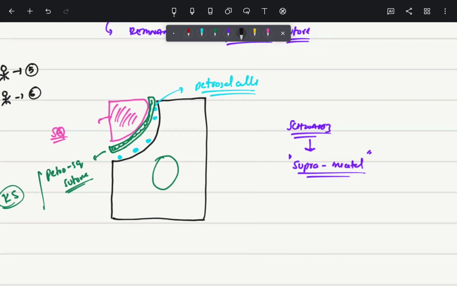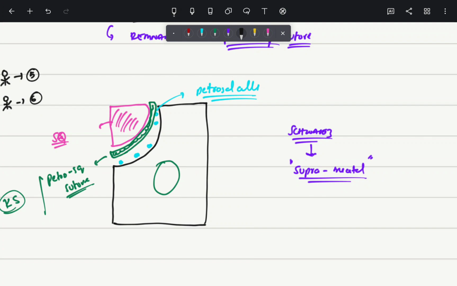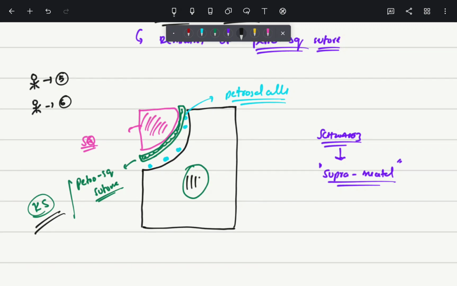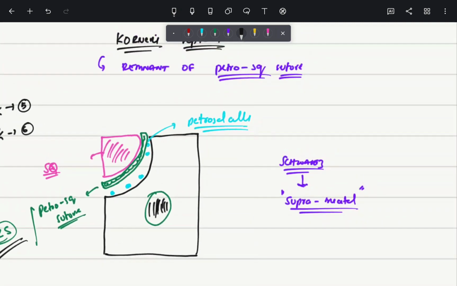Similarly, when I go for the squat surgery, I go through the suprameatal triangle. But in people who have corner septum, we cannot locate this antrum that easily because they have a remnant of the petrosquamous suture. So it is difficult to find the antrum in people who have the petrosquamous suture or the corner septum.